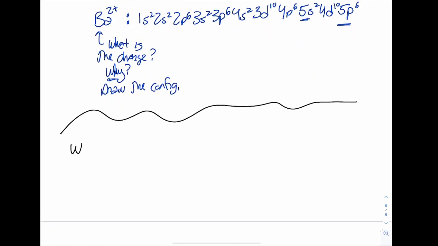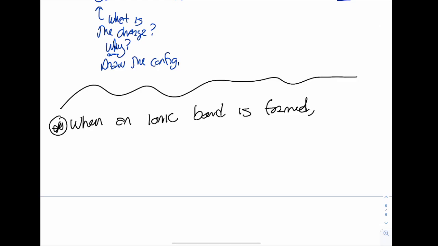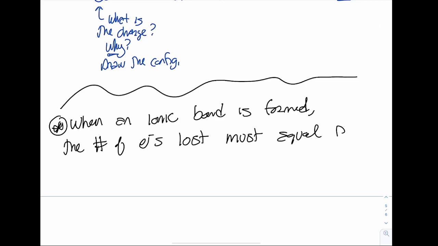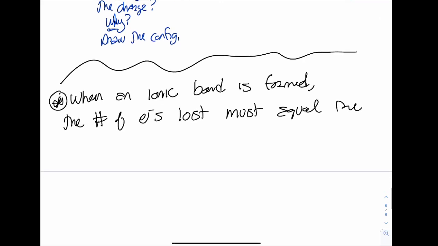When we form an ionic bond, so when an ionic bond is formed, the number of electrons lost must equal the number of electrons gained.